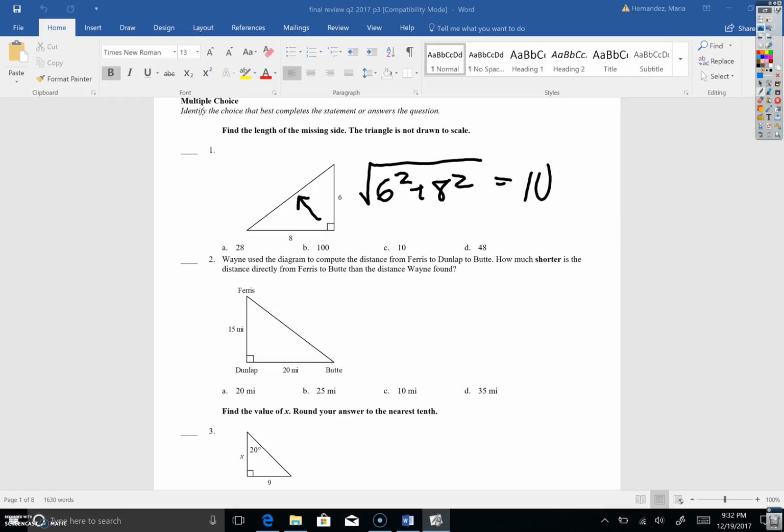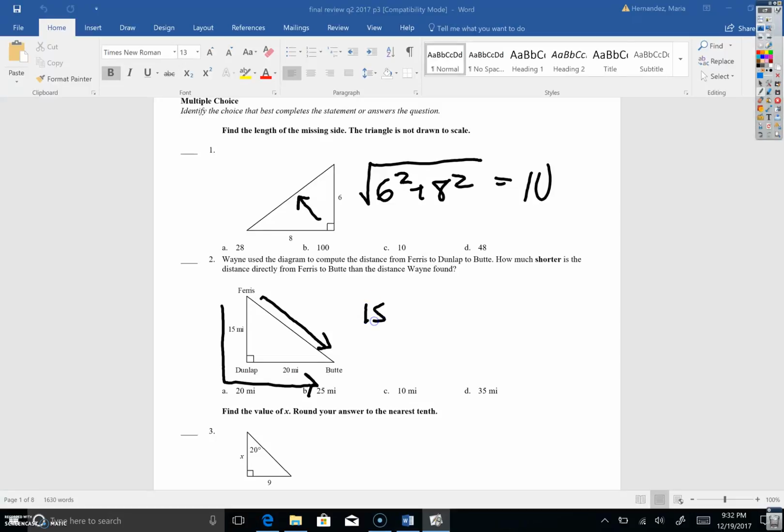Number 2, Wayne used a diagram to compute the distance from Ferris to Dunlop to Butte. How much shorter is the distance directly from Ferris to Butte than the distance Wayne found? So we want to see how much shorter going this way is compared to going this way. Again, you're given two sides, so you can use the Pythagorean theorem.